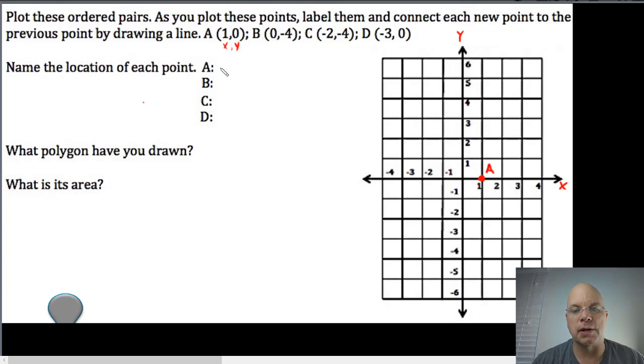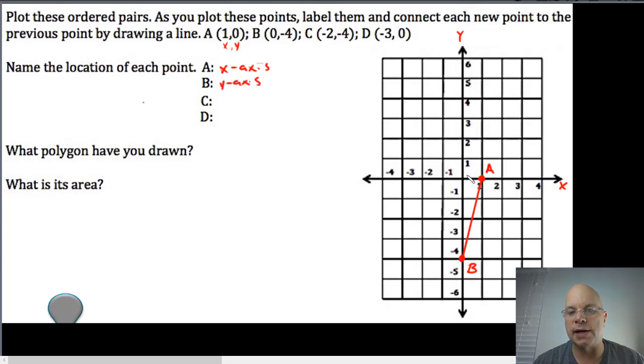B is, and I'm going to label the location as I plot these. This one is in between two quadrants. It's on an axis. It's on the x-axis. B is at 0, -4, so I start at the origin. My x-coordinate is 0, so I don't need to go right or left at all. But my y-coordinate is -4, so I need to go down 4. B is right here, and I'll connect it to the previous point with a straight line segment. And B is again between two quadrants. It's on an axis. It's on the y-axis.